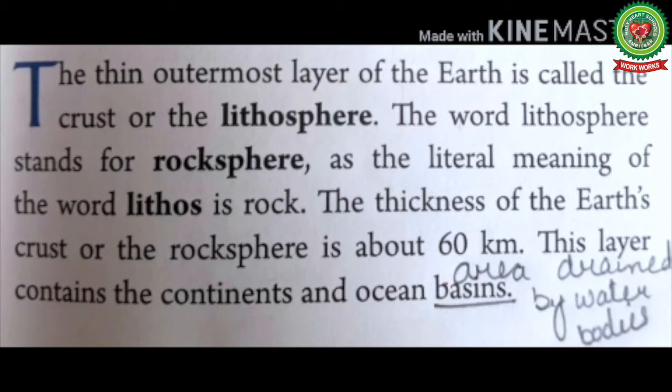It can be sedimentary, it can be igneous rocks, it can be made up of metamorphic rocks. As literal meaning of the word litho is rock. The thickness of earth's crust or rock sphere is about 60 km. This layer contains the continent and the ocean basins. Continent means the huge land masses, as we all know that we have 7 continents, and ocean basins. Ocean basins are the depression of the earth's surface in which an ocean lies. And as we know, we have 5 major ocean basins on our planet.